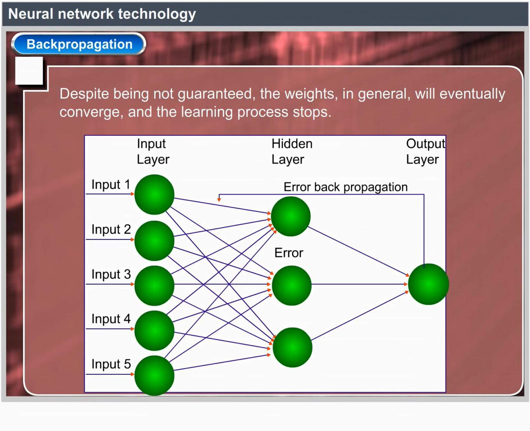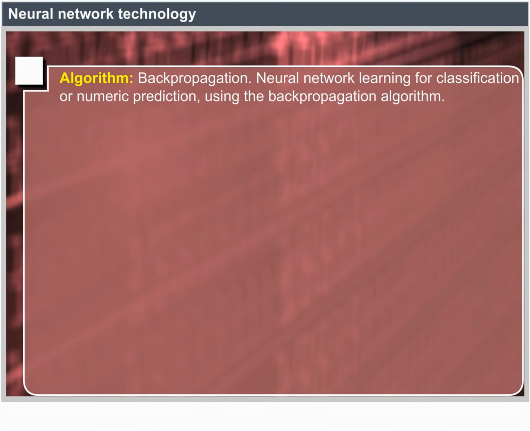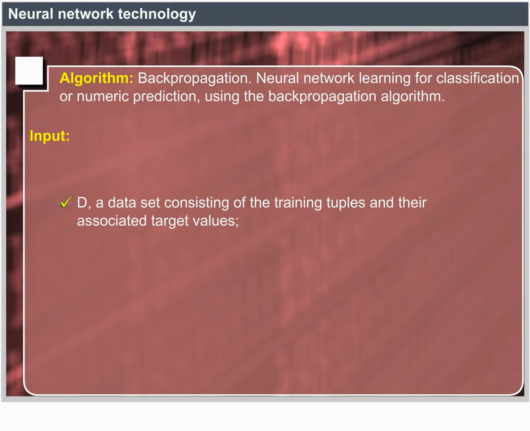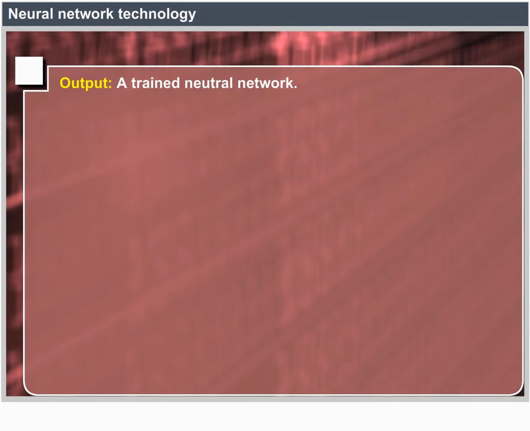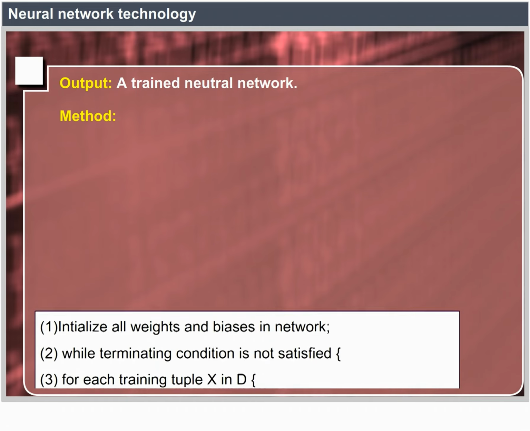Algorithm: backpropagation. Neural network learning for classification or numeric prediction using the backpropagation algorithm. Input: D, a dataset consisting of the training tuples and their associated target values; l, the learning rate; network, a multilayer feed-forward network. Output: a trained neural network. The method will be as seen on the screen.